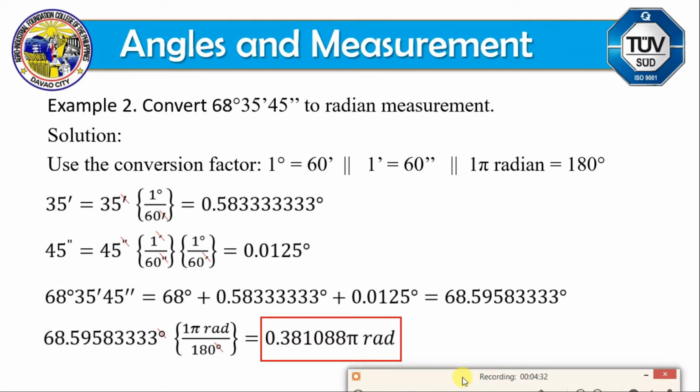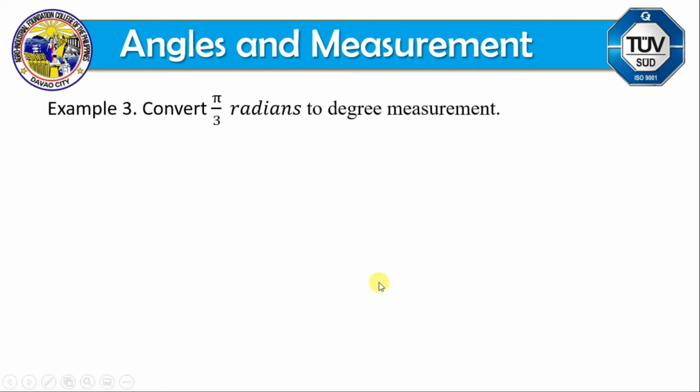So, that gives 0.381088 pi radians. If you notice, we took 6 decimal places since we also have 6 digits above. For example number 3, we convert radians to degree measurement. Convert pi over 3 radians to degree measurement.